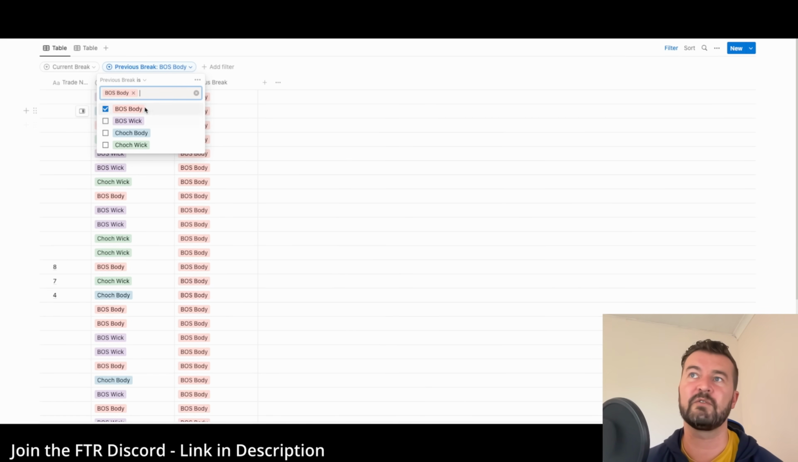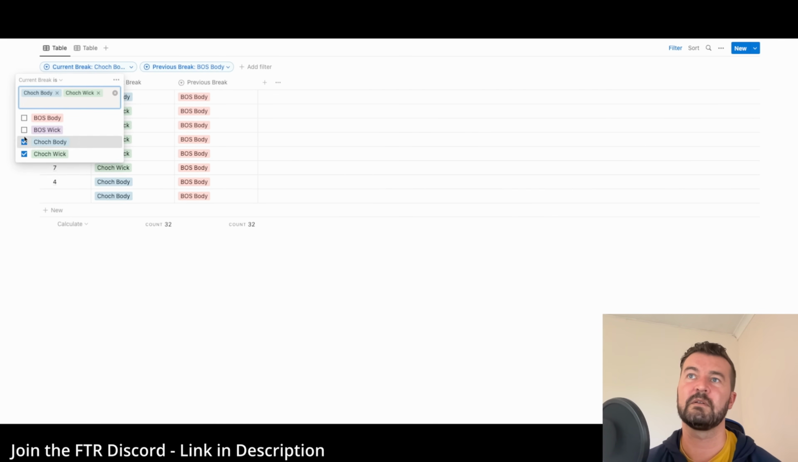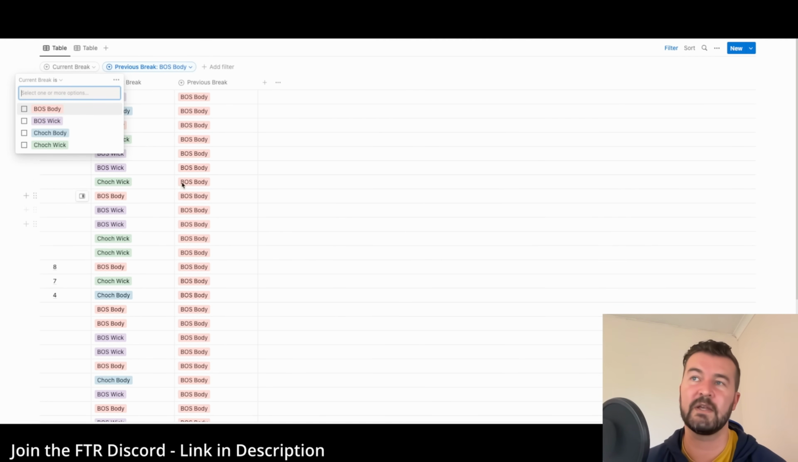So let's say after a boss body break, what are the chances that you're going to go into chock? So actually, how many boss body breaks are there? There's 32 out of 123, all right? So 32 out of 123. So if there was a boss body break, about 30-ish% of the time.